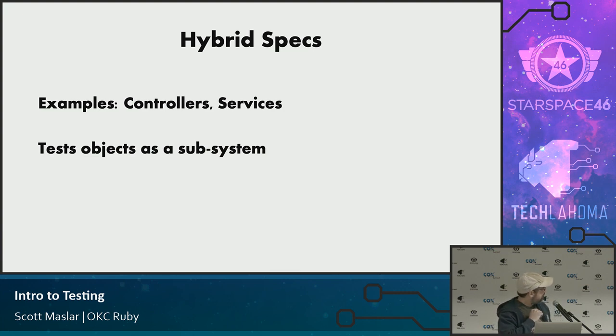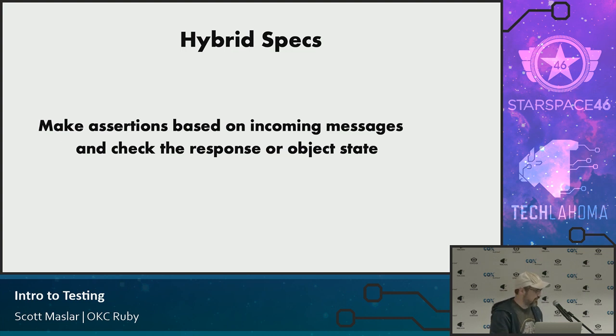And so there's going to be a lot more state, more than likely, that you're going to have to set up before you can run the test. And setting up state always means time. So the less state that you have, the less things that you have to set up, the faster it's going to run. The thing that you'll notice about the goal here is that the goal is almost identical to the unit goal, right? We're going to make an assertion based upon an incoming message, and then we're going to check the response, or we're going to check the object state.